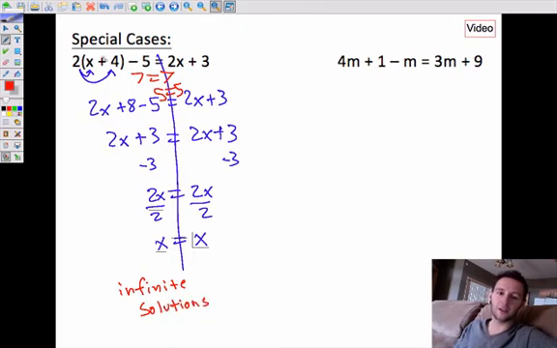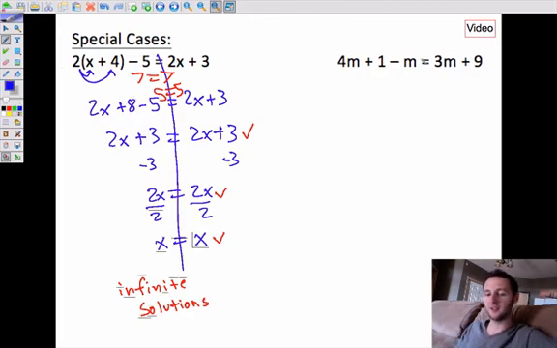So if you're solving an equation and you eventually get to a point where, like right here, or right here, or right here, they equal the exact same thing all the way down, that means that there are infinite solutions. There's infinite possibilities for things you could plug in for x that would make the two sides of this equation the same thing. Okay, so that's special case number 1.